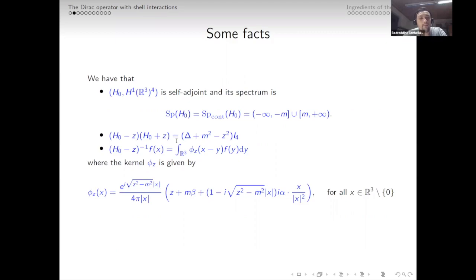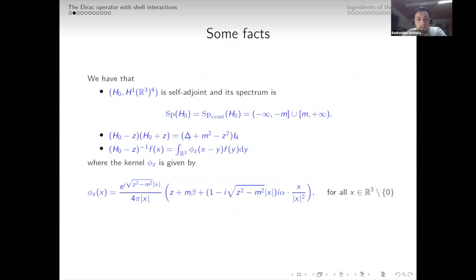The second point is that when we take the product of H0 minus z with H0 plus z, then we get this Helmholtz operator. So, for example, if you take z equal to 0, this means that this Dirac operator is somehow a local version of a square root of this Helmholtz operator. But unfortunately, we need to pay the price of working with the matrix valued version here.